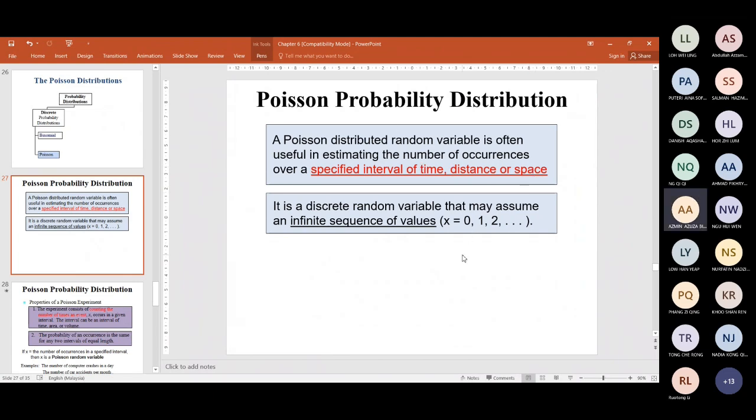So this one you can just read. The Poisson distributed random variable is often useful in estimating the number of occurrences over a specified interval of time, distance, or space. So normally for Poisson, the problem will have this specified interval of time, distance, or space, which is different from binomial. It's a discrete random variable that may assume an infinite sequence of values, for example 0, 1, 2, 3, up to infinity.